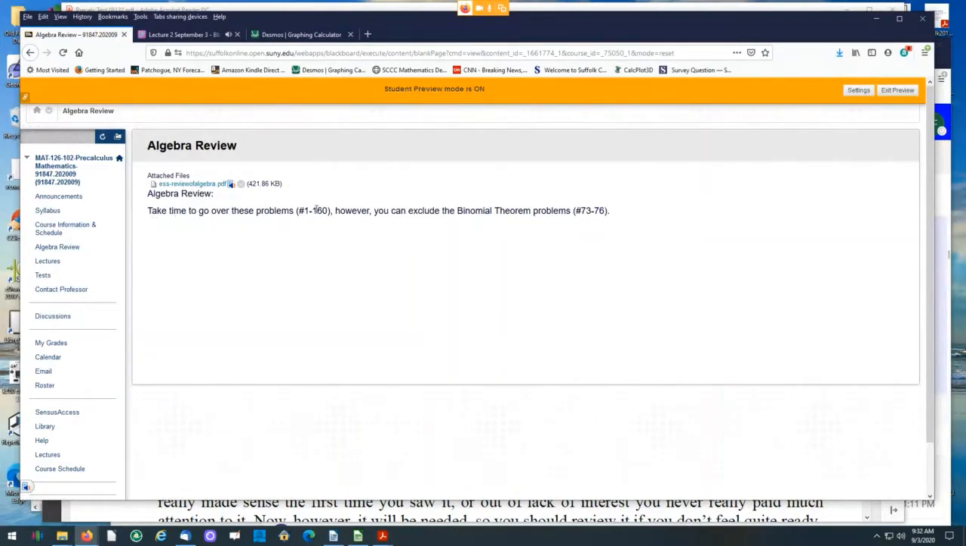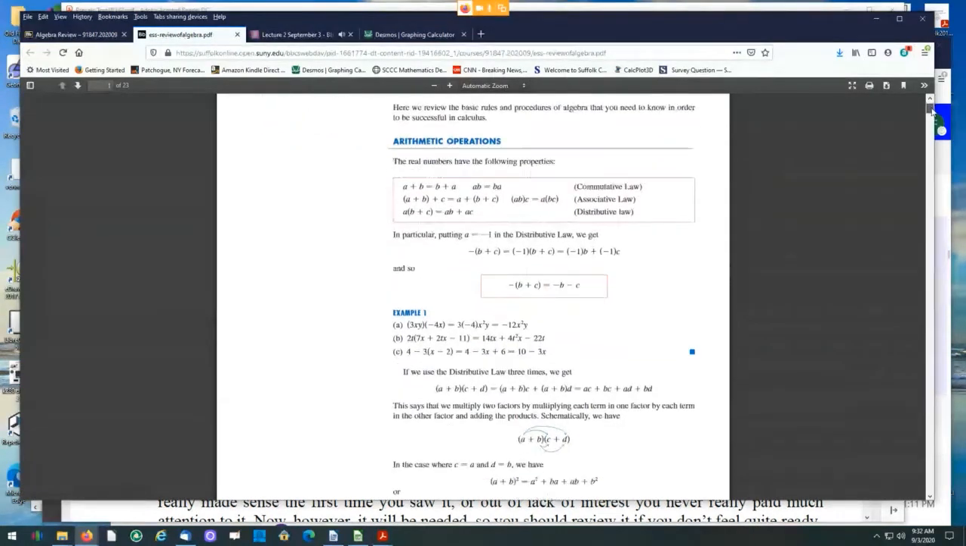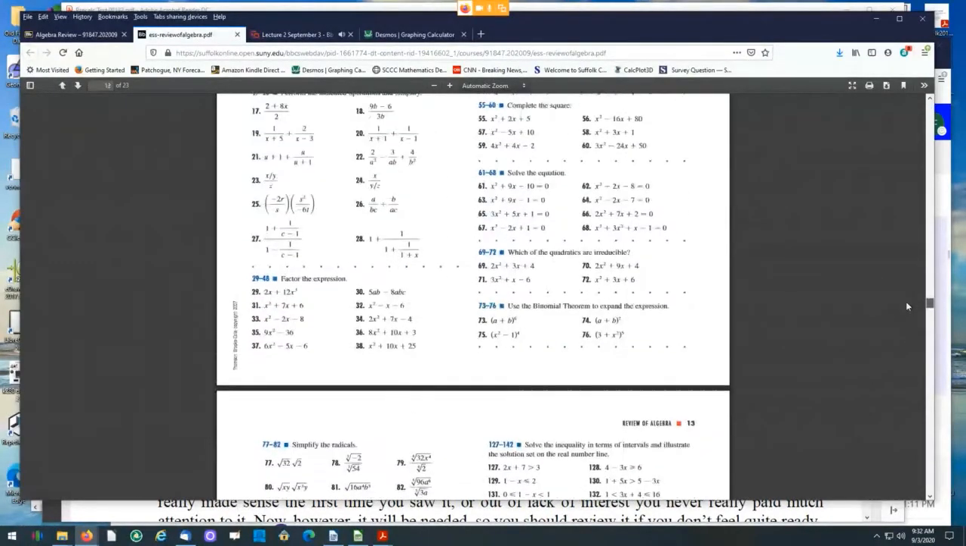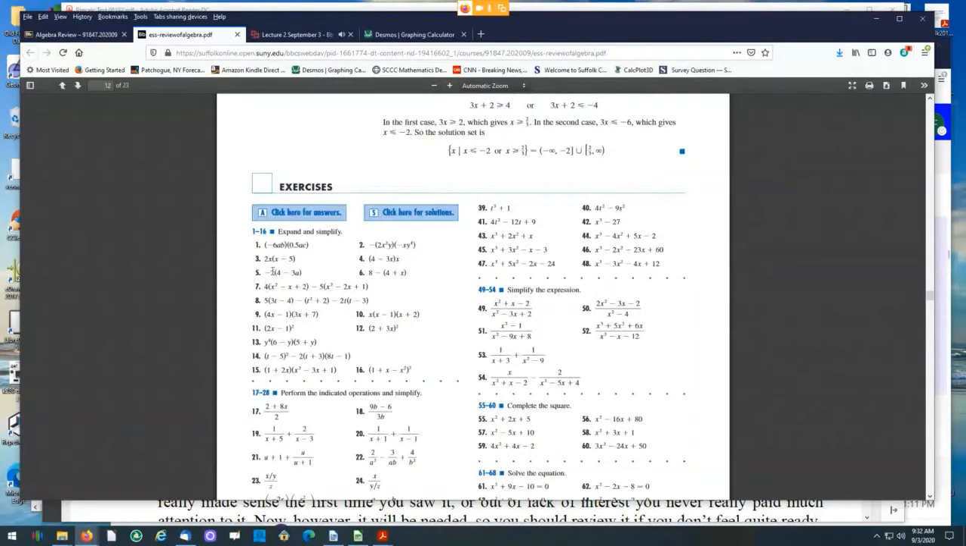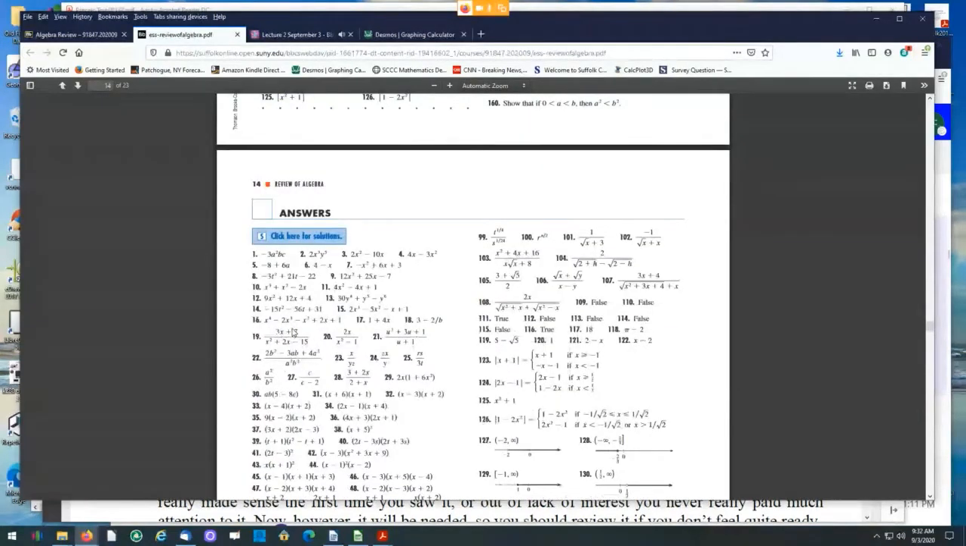There's 160 problems in here. You can downplay the binomial theorem a little bit. Not that it's not important, but in the grand scheme of things, it doesn't weigh as much importance as the other ones. This is from Stewart's calculus, and it talks about the review of algebra. You could skip down to the actual problems and start going over them. Do you know how to do these problems? If you don't, you can refer back to what's above, and both the problems and the answers are posted here.